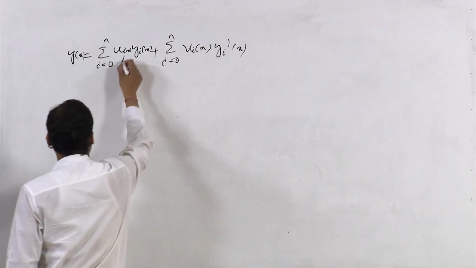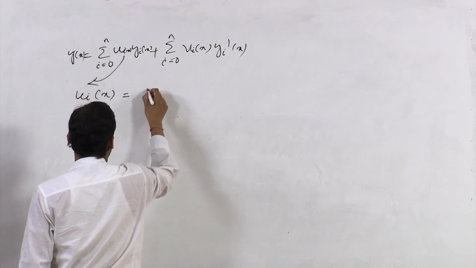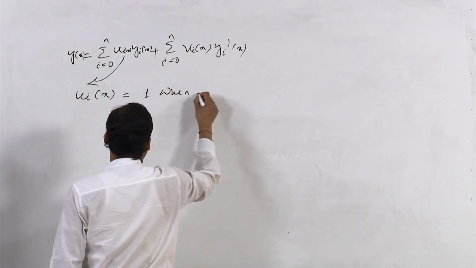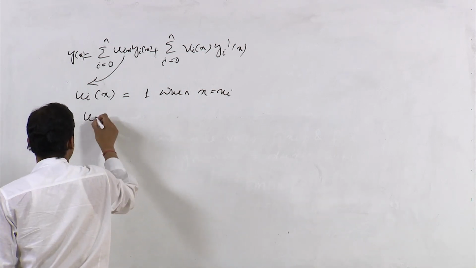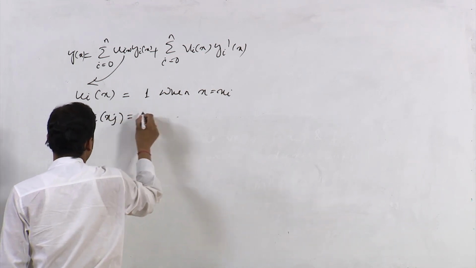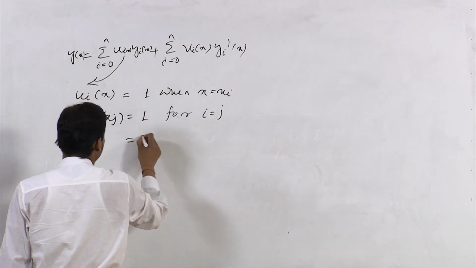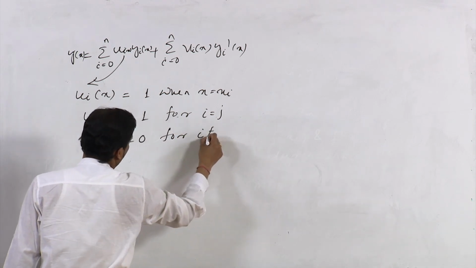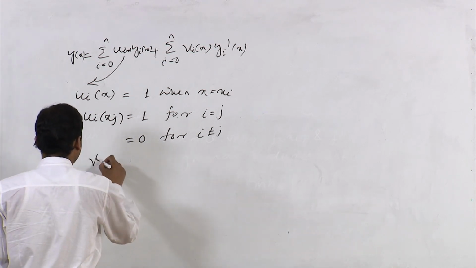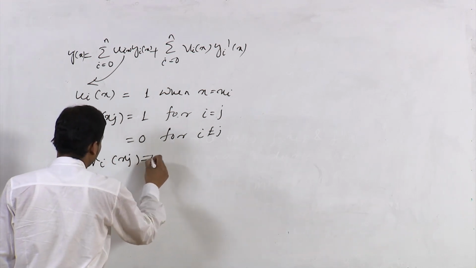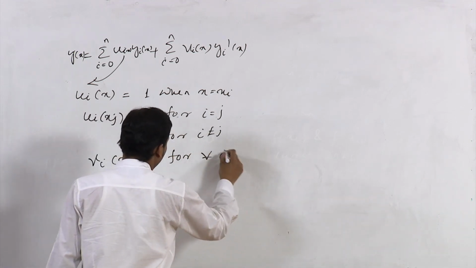So, we can define u_i(x) equals 1 when x equals x_i, or we can represent this as u_i(x_j) equals 1 for i equals j, and equals 0 for i not equal to j here. And similarly we can define v_i(x_j) equals 0 for all i and j here.